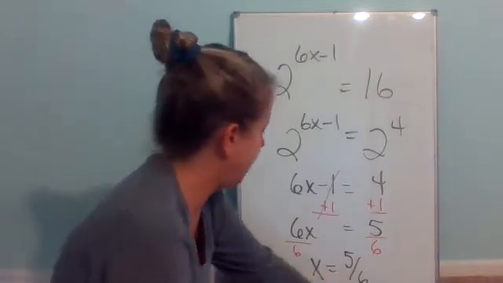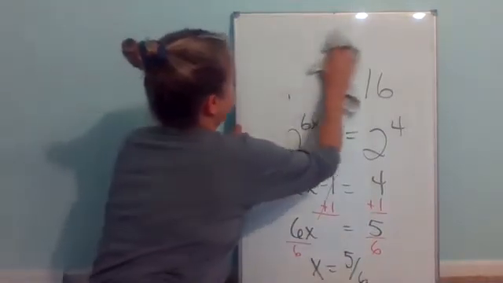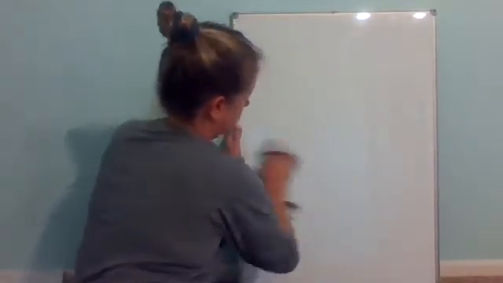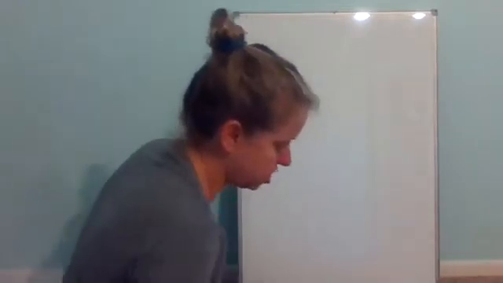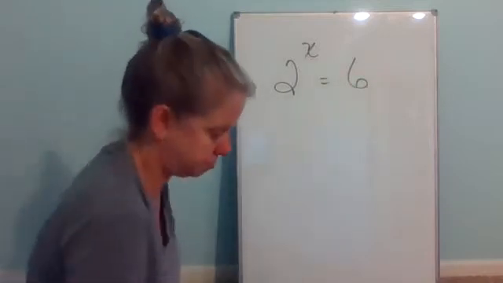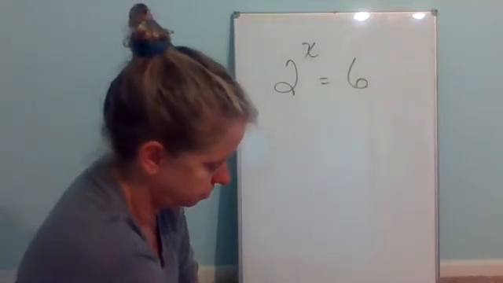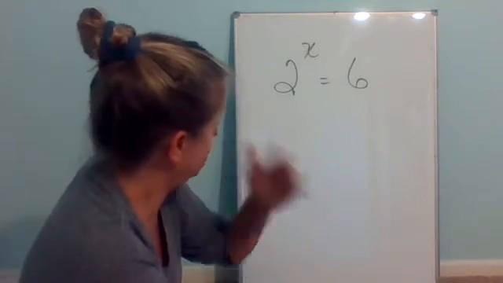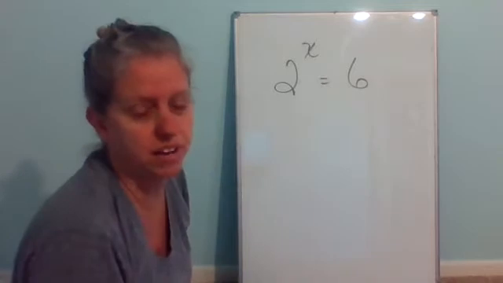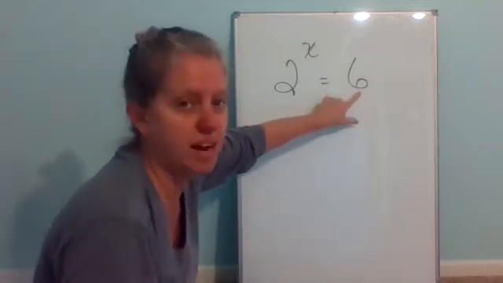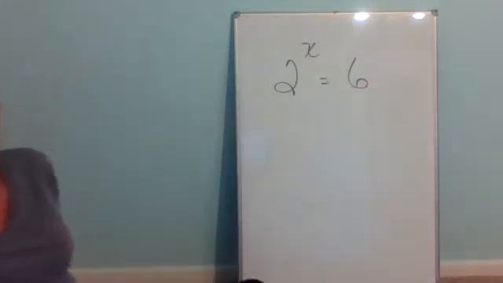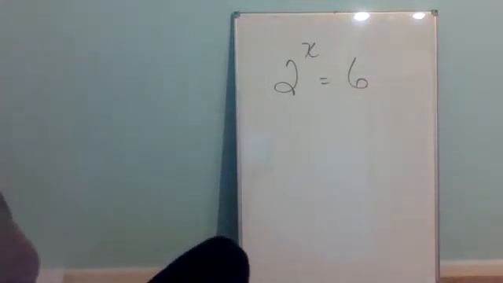All right, number 5. 2 to the x equals 6. So let's see, I cannot rewrite this 6 as a base of 2, right? 6, I can't say 2 to the 2nd power or 3rd power. It skips right over 6.